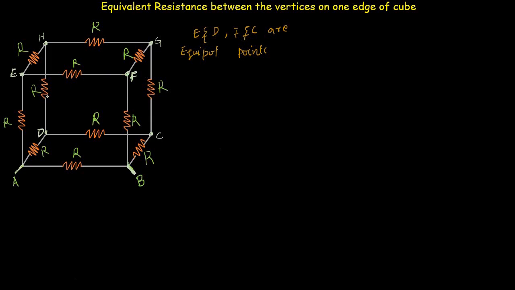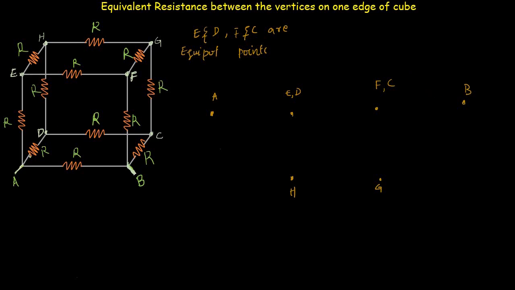So now let me draw the simplified version of this complex problem. So let's consider this point is point A, and this point represents point E and D, because these two points are equipotential points, so we can combine these two points. And now let's say this point represents point F and C, because these two points are also equipotential points due to the symmetry. Now let's say this point represents point H, and this point represents point G, and finally we have the point B.